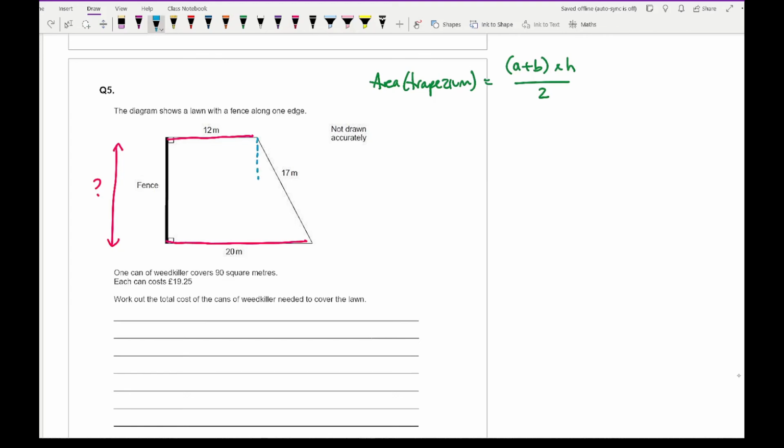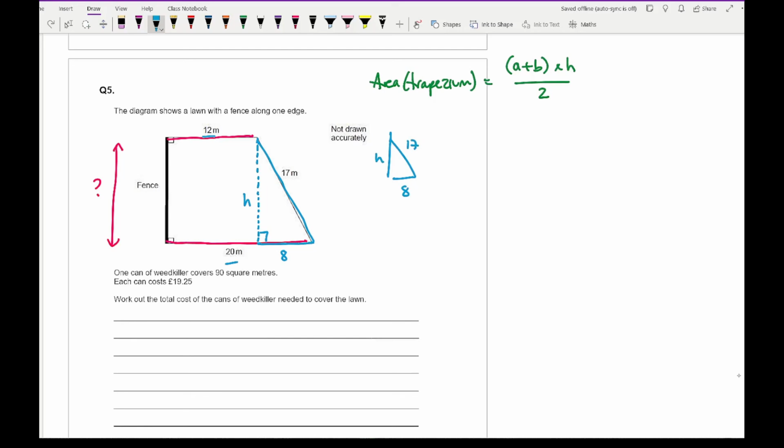Now if I just draw a horizontal line here, I can see that it turns into a right angle triangle, and the base of this triangle is going to be the difference between the two parallel sides. So the difference between 20 and 12 is 8. So if I then just label this as H, taking this blue triangle out, then I can use Pythagoras to work out what H is going to be.